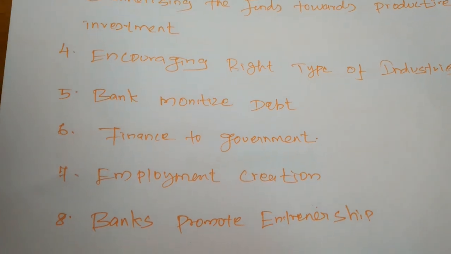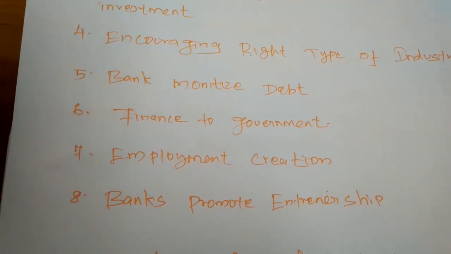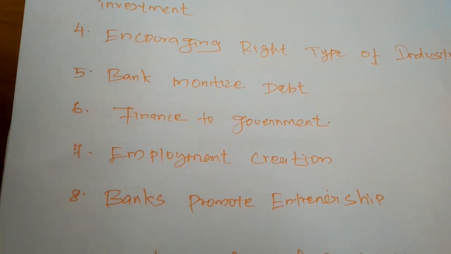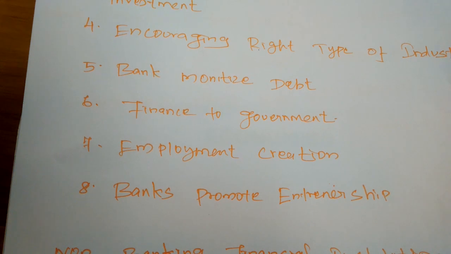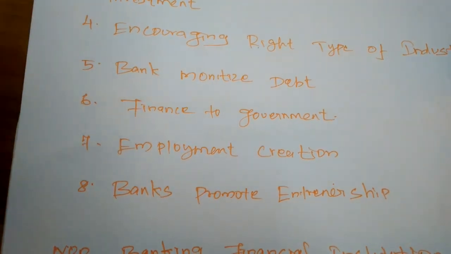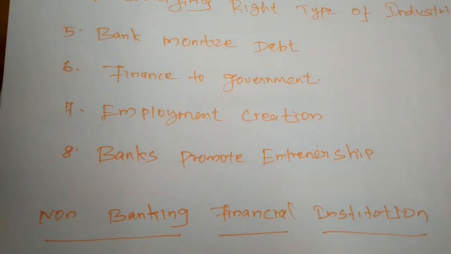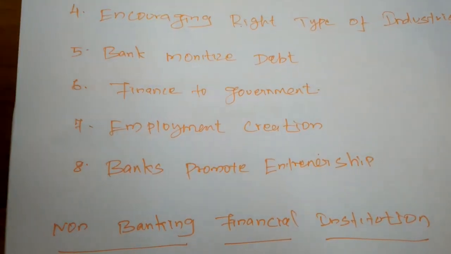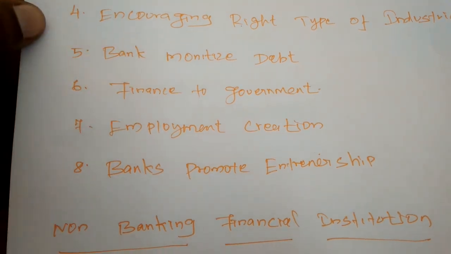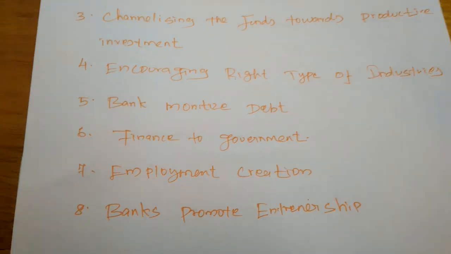Next, the finance to the government. The commercial bank also provides finance to the government. Next, employment creation. By providing more financial facilities to entrepreneurship, it will create employment opportunities. Next, banks promote entrepreneurship. Whatever chance we have to start industries, it will be useful to start. So there are 8 roles.